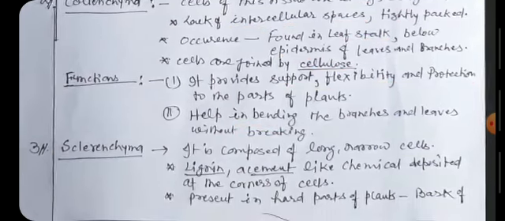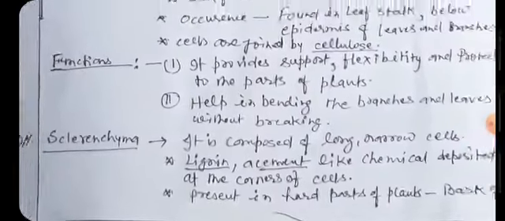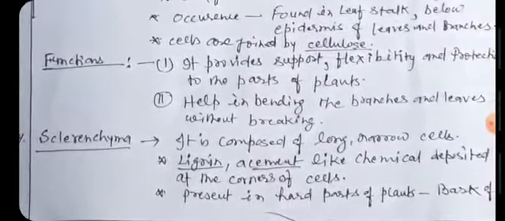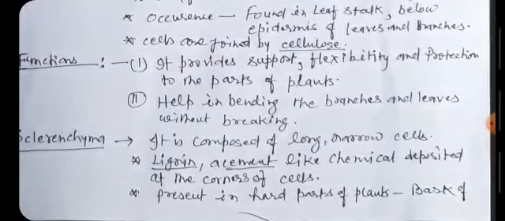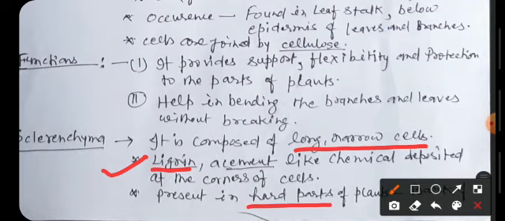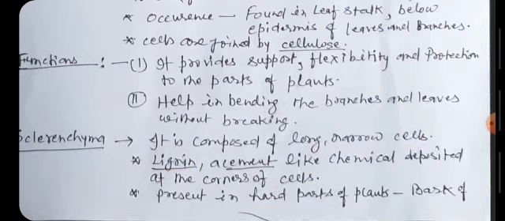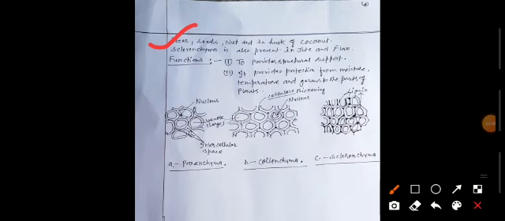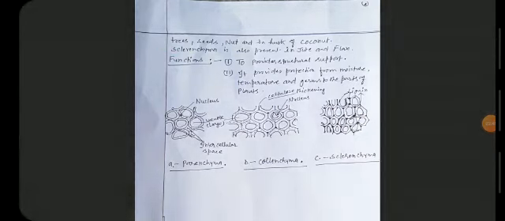The third type of simple permanent tissue is sclerenchyma, which is composed of long, narrow cells. The cells are packed by a chemical substance which is lignin. This lignin is a cement-like material by which the parts of the plant become hard. Such tissue is present in hard parts of plants, such as the bark of trees, in seeds, in the upper coats of seeds, in nuts and also in the husk of coconut. Sclerenchyma is also present in jute and flax, which are fiber-yielding plants.